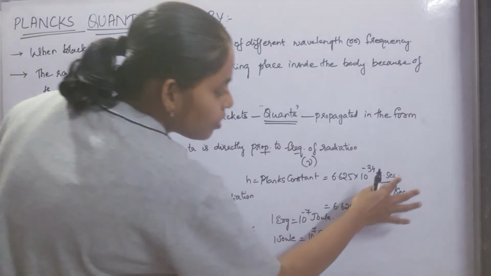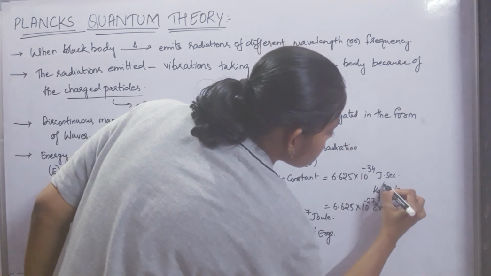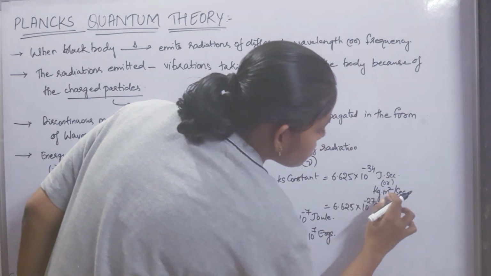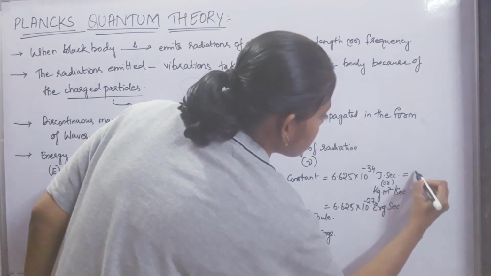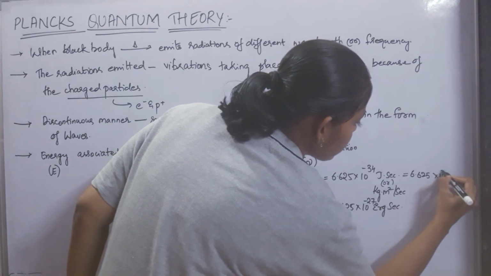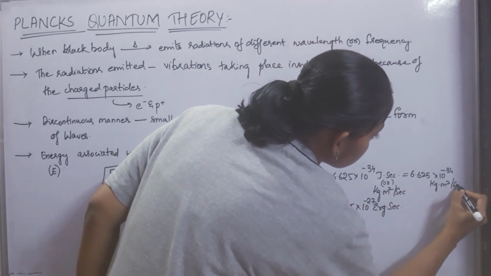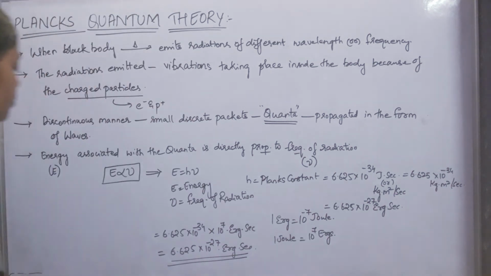Here, joule second can also be written as kg meter square per second, which is equal to, I will write it again, 6.625 into 10 power minus 34 kg meter square per second.